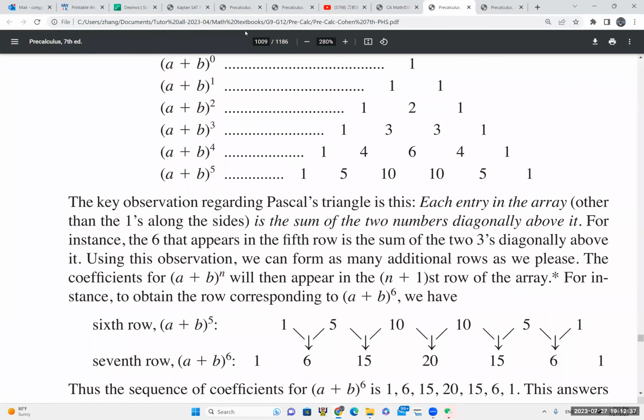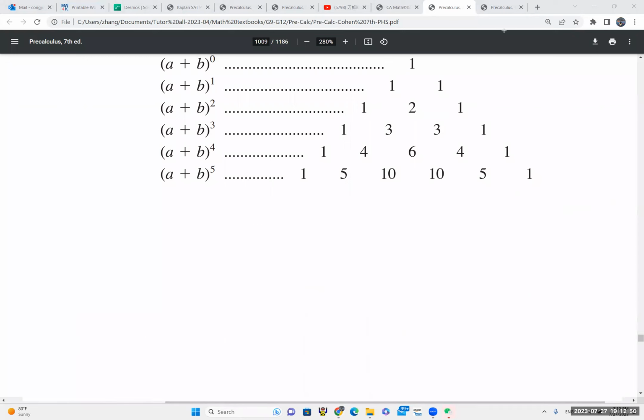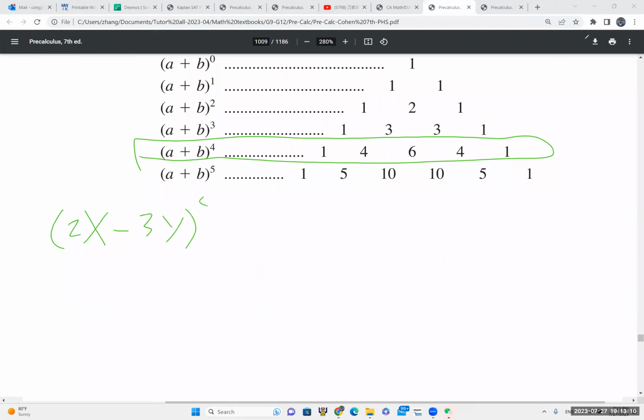Then if you make use of the Pascal triangle, can you do this? Let me ask you. We will not go to the difficult one. Just try this. If the expression is, for example, as I mentioned, 2x minus 3y to the fourth power, can you expand it?